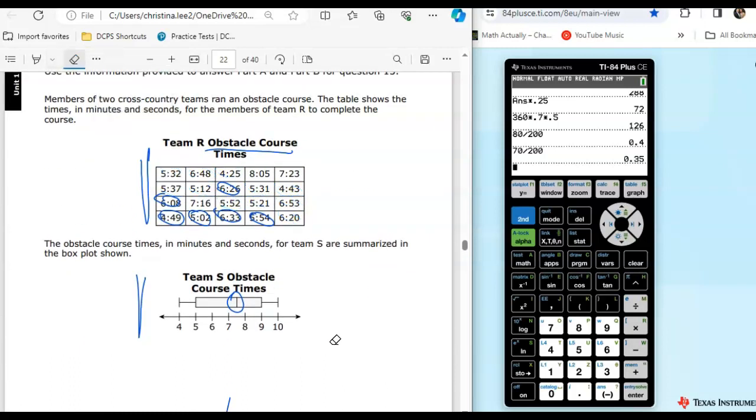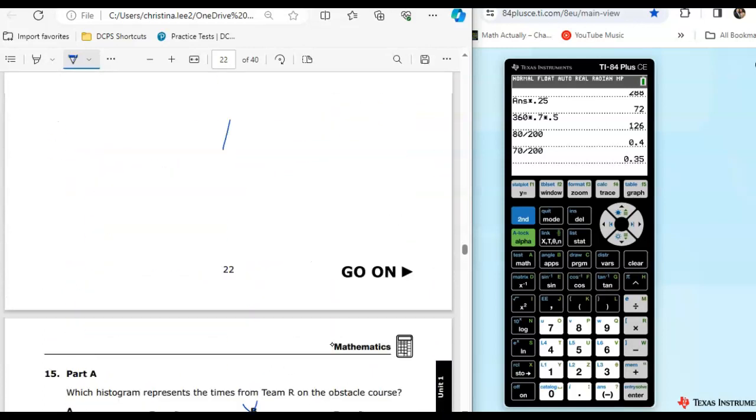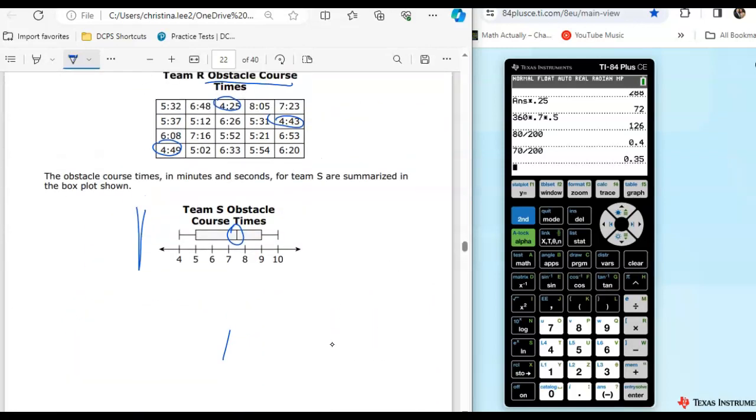But we can make sure that's the case by putting all of the numbers from Team R's table in order. So that's what I'm going to do now. I'm going to start with my 4s. I went ahead and circled all of the 4s, which are only 3, and I'm going to put them in order from least to greatest: 4:25, 4 minutes and 43 seconds, 4 minutes and 49 seconds.